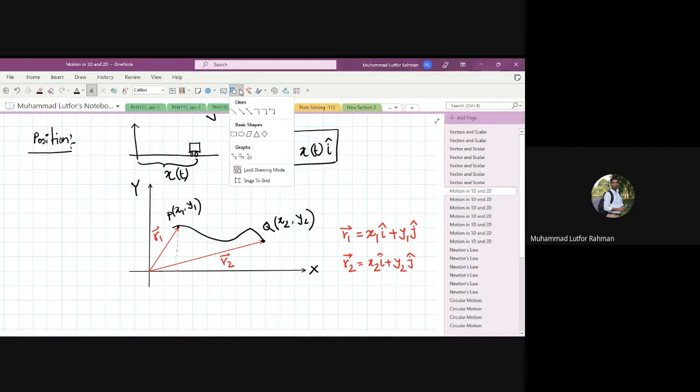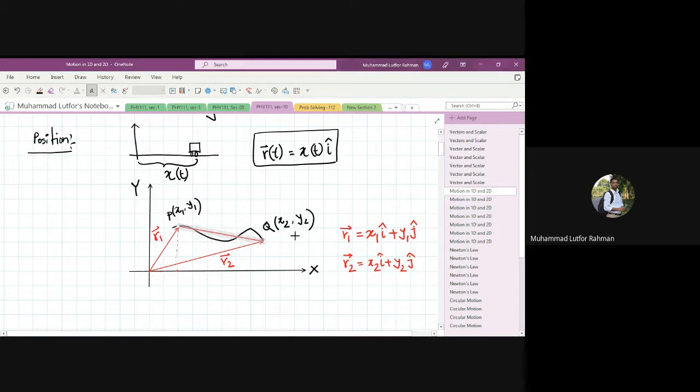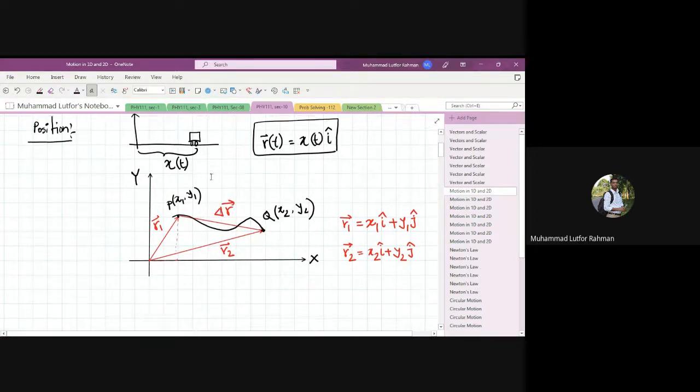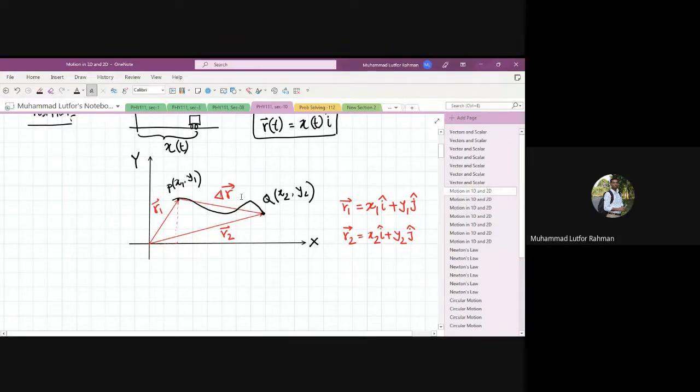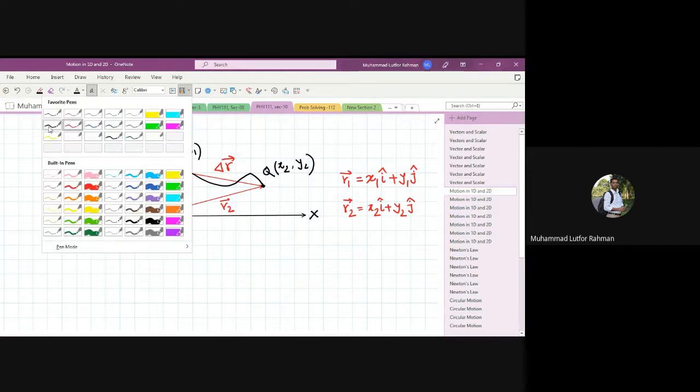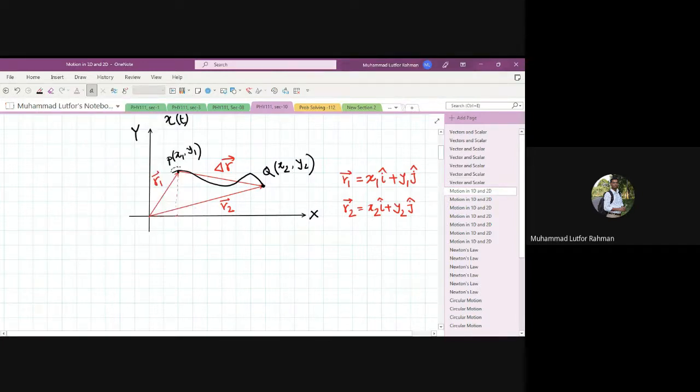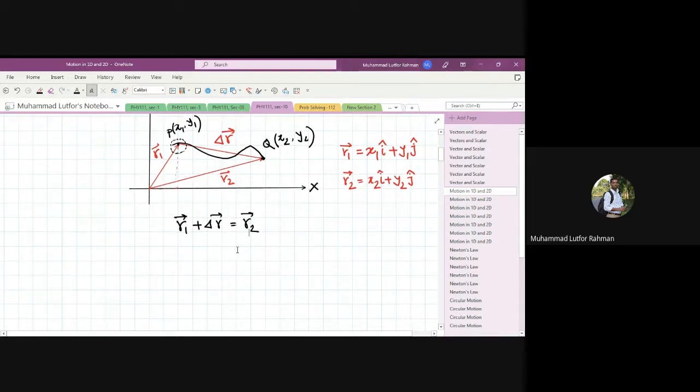Now, if I want to know what is the displacement between these 2 points, or how much distance is traveled from point P to Q, I represent that by a vector, say del r. My intention is to find out that del r, which is the displacement traveled by this car from P to Q. All right, so if you closely observe, the vector r1 is connected to vector del r in a head-to-tail connection. It means I can write my vector triangle law again: r1 plus del r must be equal to r2, right?